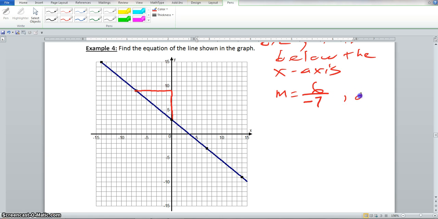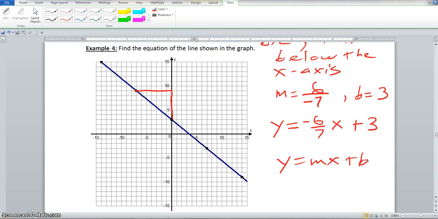Now what we need is our y-intercept, and we could just write down the actual number here. Where the line crosses the y-axis, we would go 1, 2, 3. So our b would be 3. Now we have our slope and our y-intercept, so we could write out our answer as y equals negative 6/7 x, because we know that's where the slope goes, plus 3. Remember, this is in conjunction with the formula y equals mx plus b. So this right here is our final answer.